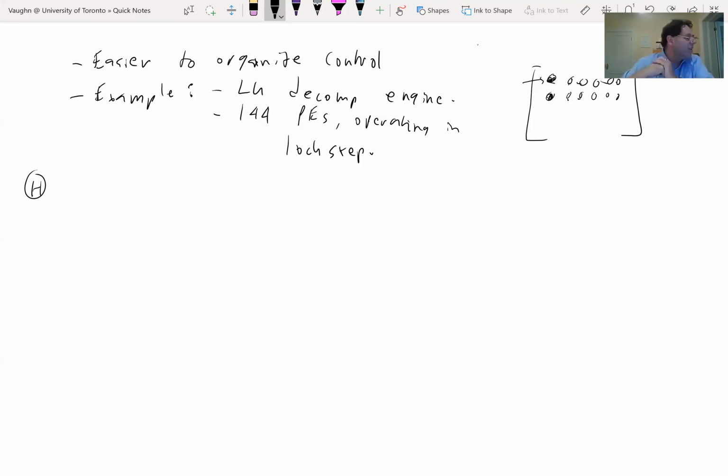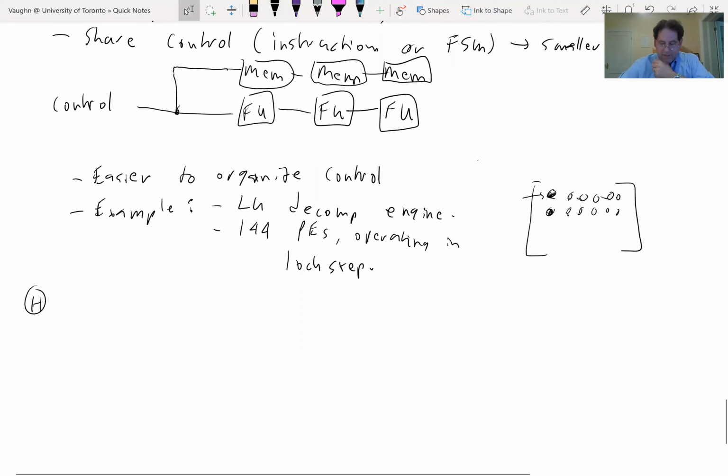Let's see. I see there's another question. How is that different from a mesh of CAs? CA, what's a CA? Cellular automata? Is that what that is? So this was regarding the example that you just gave. Okay, the matrix reduction. Yeah. How is it different from a mesh of CAs? I guess the data flow is different in this case.